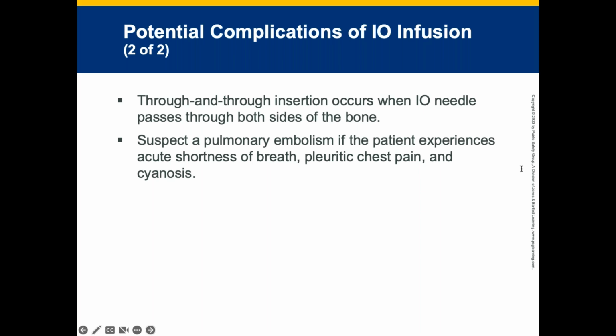Fractures can also occur if your insertion technique is too forceful, or if you use an IO needle that is too large for the patient's age or size. Through-and-through insertions occur when the IO needle passes through both sides of the bone, and a pulmonary embolus is suspected if the patient experiences acute shortness of breath, pleuritic chest pain, and cyanosis.